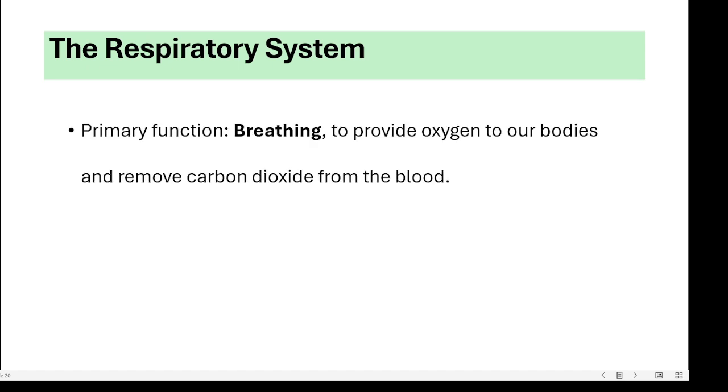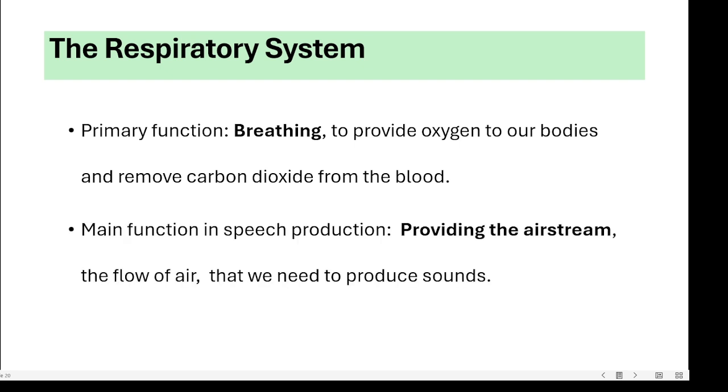The first system we're going to describe is the respiratory system. So let's start describing it from a physiological point of view. The primary function of this system is that of helping us breathe. That means to provide oxygen to our bodies and remove carbon dioxide from the blood. In relation to speech production, the main function of this system is that of providing the airstream or the flow of air that we need to produce sounds.